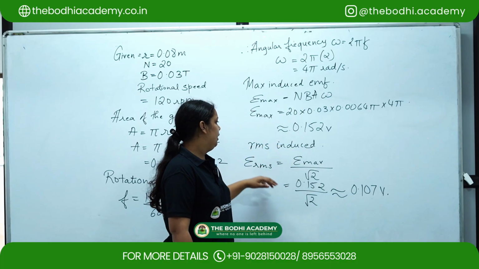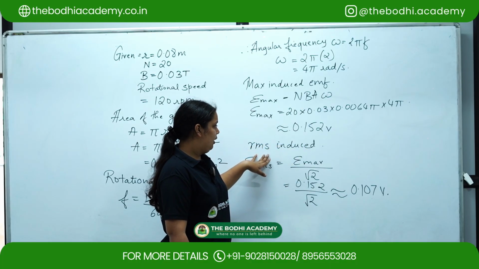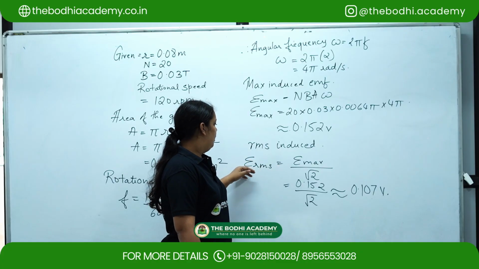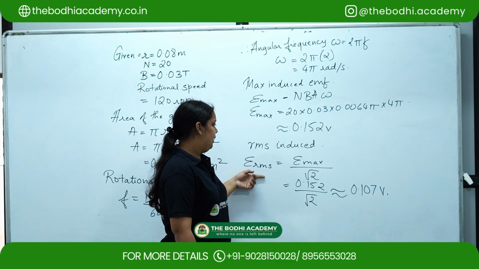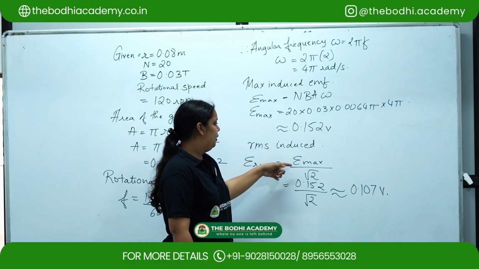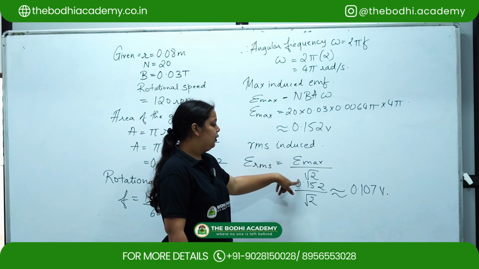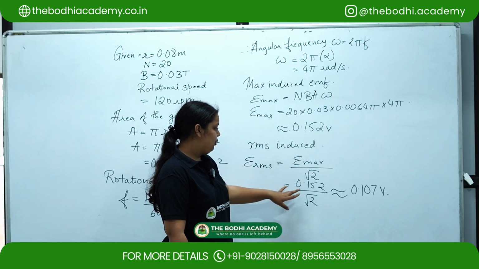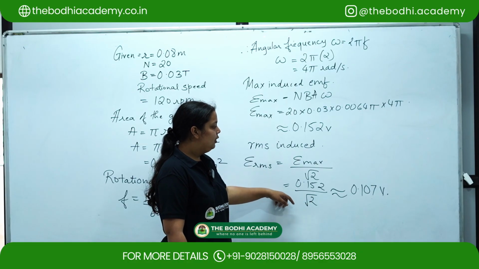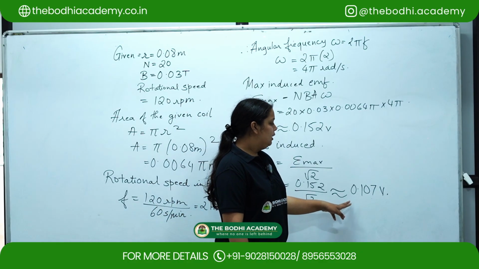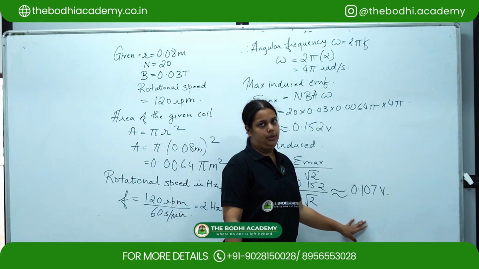0.152 approximately. To calculate the RMS induced EMF, ERMS, the root mean square value of the EMF, equals Emax upon root 2. So we'll get the value as 0.152 upon root 2. That will be around 0.107 volts.